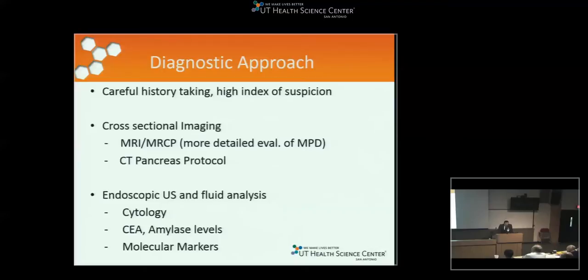MRI and MRCP provide a more detailed evaluation of the main pancreatic duct. However, CT pancreas protocol is acceptable in some institutes. Endoscopic ultrasound and fluid analysis, checking for cytology, tumor markers, and molecular markers, is also one of the advanced studies that we employ to work up these cysts.